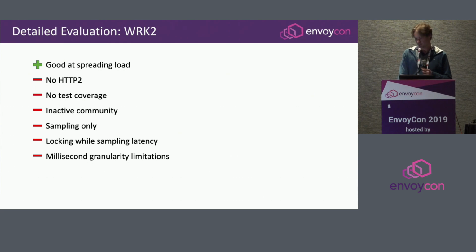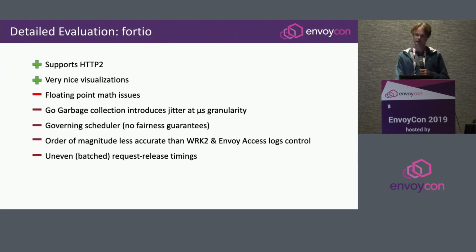So, while Fortio has some great technical properties, what we didn't find was H2 support or a community. Fortio had a different set of trade-offs. We also didn't find the community we were looking for, but the latencies it reported were less accurate compared to WRK and control measurements, and we could pinpoint those to uneven request release timings and possibly garbage collection and Go scheduler unfairness issues.